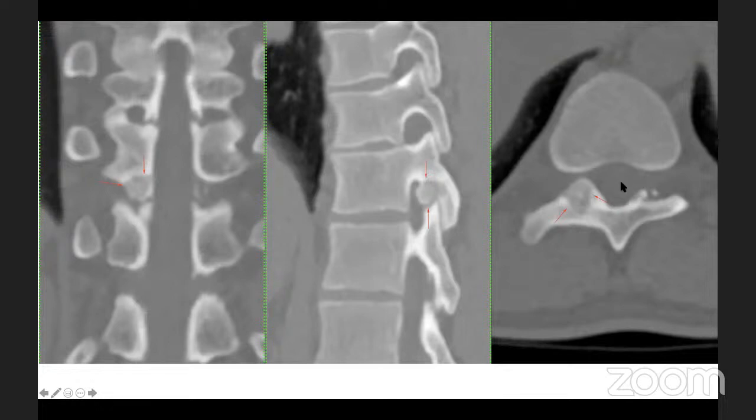I'm not so much worried about the cord, because the CSF is a good conductor, or rather is a good insulator as well.